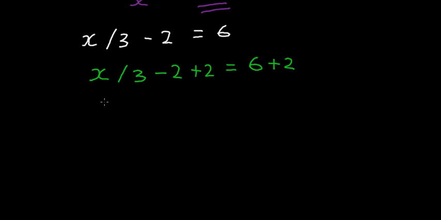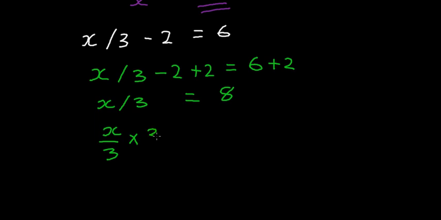Okay, x divided by 3. We have nothing left in here. So 6 plus 2 gives you 8. Okay, so now let's eliminate 3. X over 3. In order to eliminate this, the opposite of divide is multiplication. So since we are having divide here, we have to do the opposite to it. So that's why we're using multiplication.